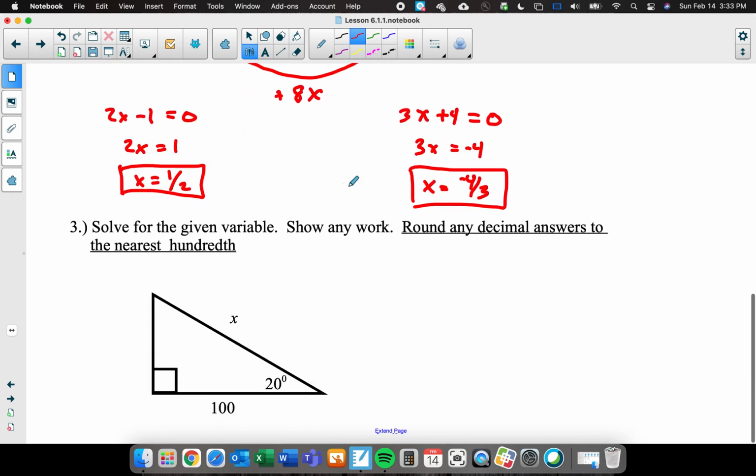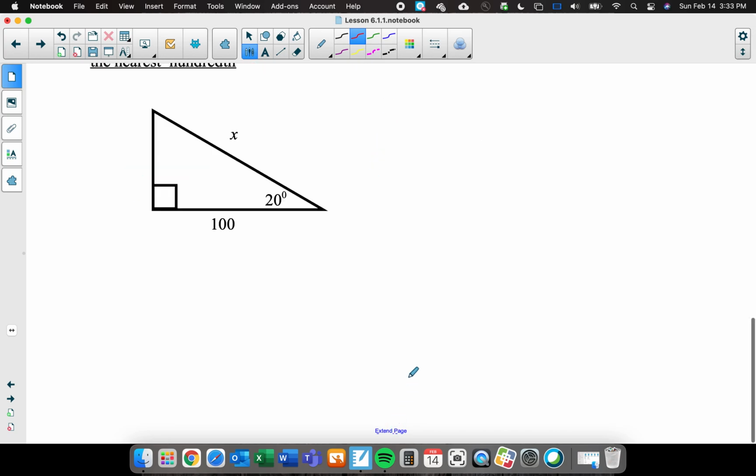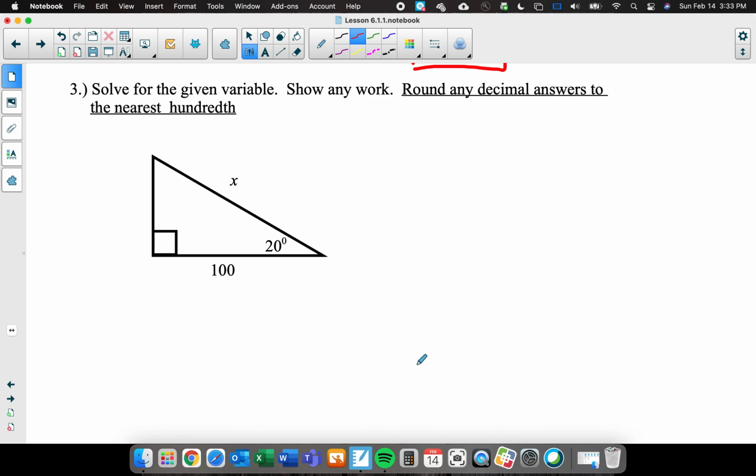Problem number 3 here, I'm going to go a little bit quicker only because we've spent quite a bit of time working on this. But if we take a look, we're going back to the last chapter. If 20 degrees is my reference angle, the 100 is your adjacent leg. The x is the hypotenuse, and because we're working with adjacent and hypotenuse, that makes this a cosine problem. So we take the cosine of 20 degrees over 1, equal to, by definition, adjacent, which is 100, over hypotenuse, which is x.